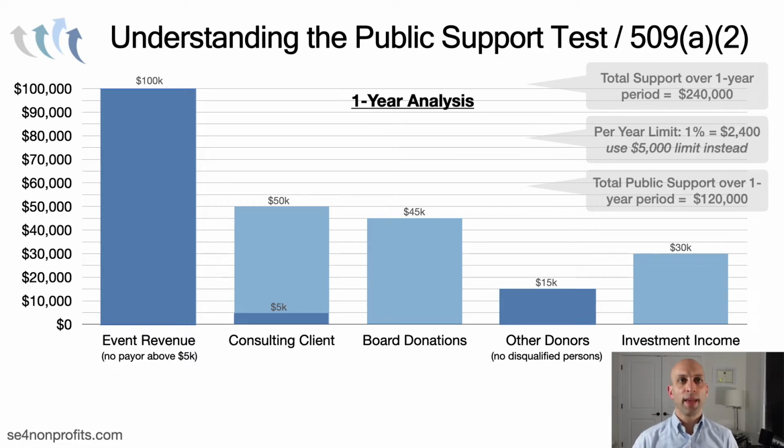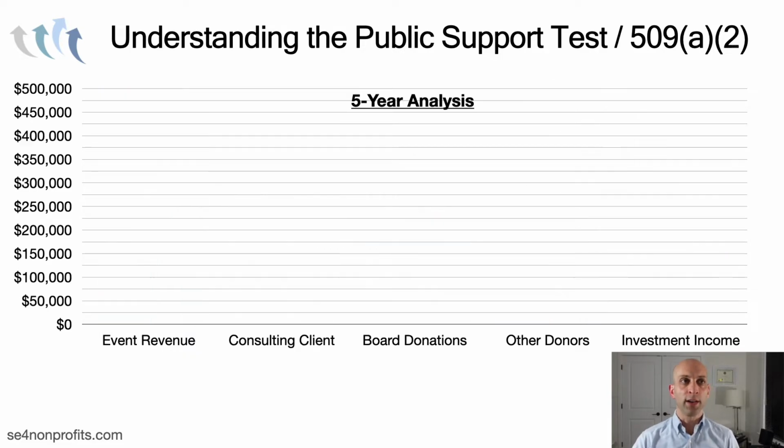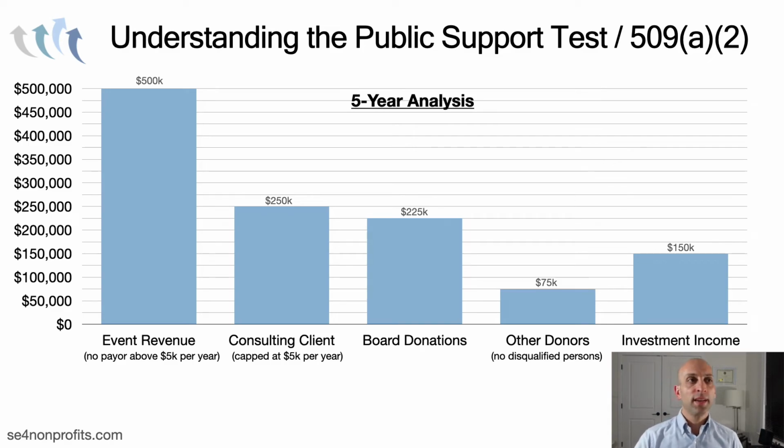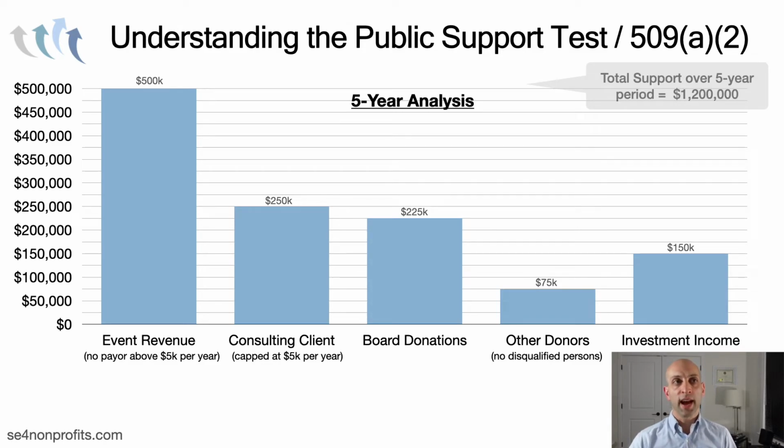Now let's see how that looks when we take a 5-year period. And to keep things simple here, we're going to just assume that all of those 1-year numbers look exactly the same every year over a 5-year period. In real life, this probably wouldn't happen, but just to keep it simple as an example. So all of these numbers have just been multiplied by 5. So looking at the 5-year period as a whole, we have total support of $1.2 million.